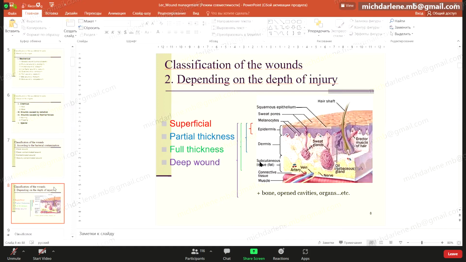Depending on the depth of injury, we can see superficial, partial thickness, full thickness, and deep. All of these are treated at different levels of the medical health system. Superficial and partial thickness wounds usually receive ambulatory treatment, and usually we don't perform any operation steps to clean and treat these wounds. For full thickness and deep wounds, we perform some operation steps.